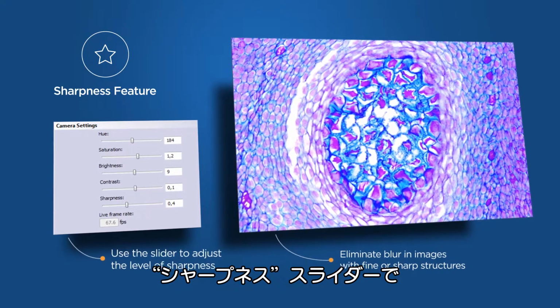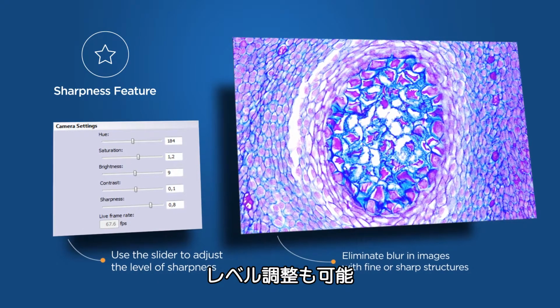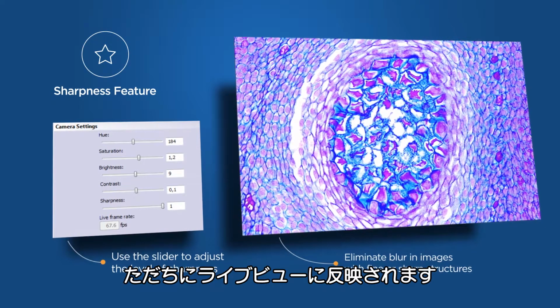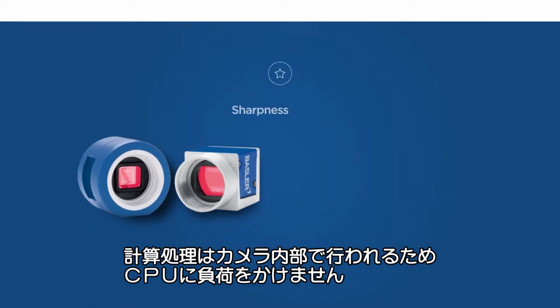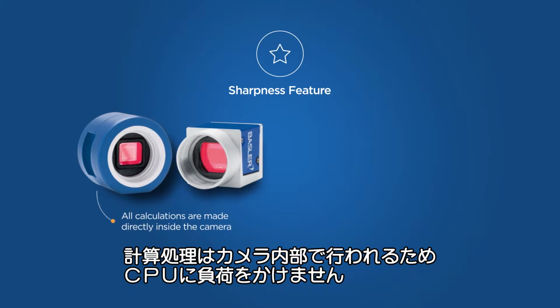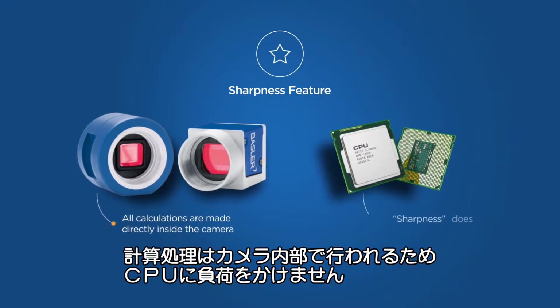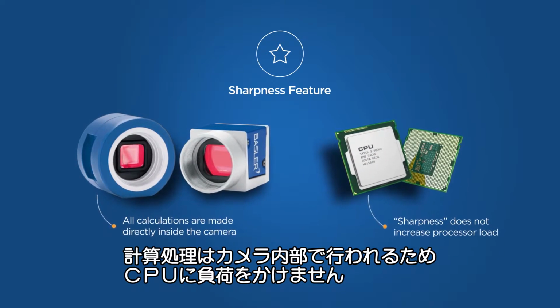Simply adjust the level of sharpness by using the sharpness slider. You can see the results immediately in the live view. Since all calculations are made directly inside the camera, this feature does not increase your processor load.